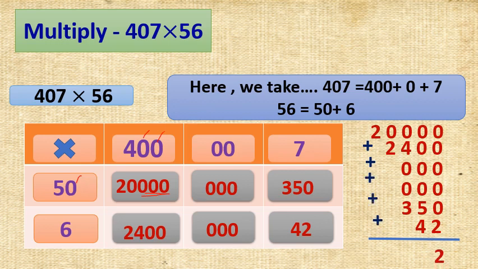Okay, one more. Now we will add all these numbers. We will start from the unit place. Here in the unit place only 2 is there, correct? And in the tens place 5 plus 4 is 9. And in the hundreds place 5 plus 3 is 7. And here in the thousands place 2 is there, and in the 10,000s place 2 is there.